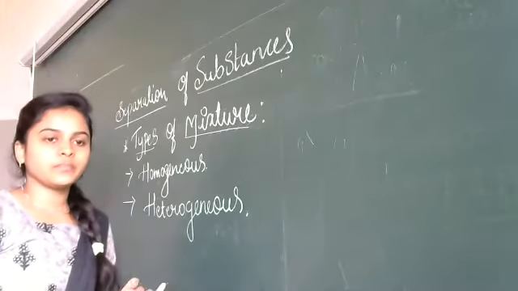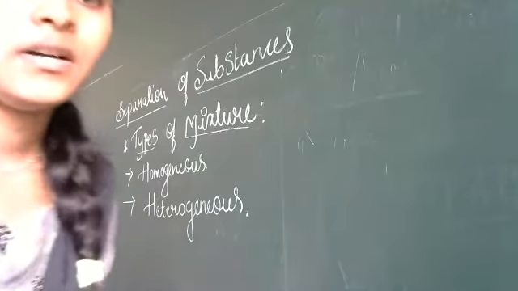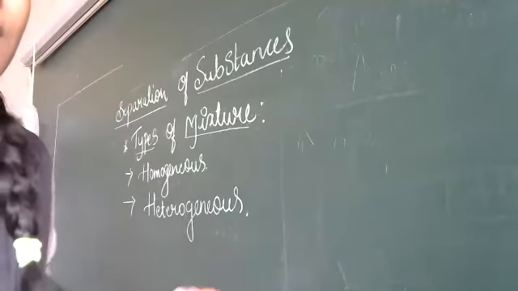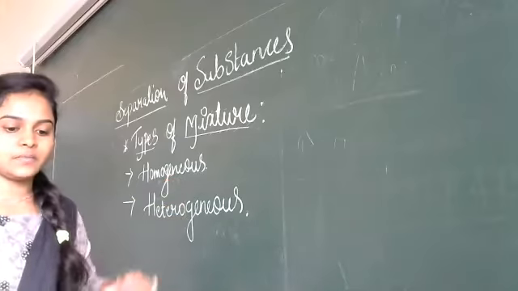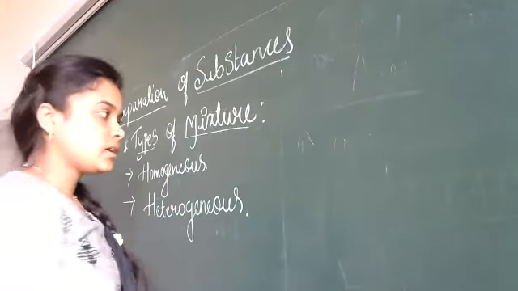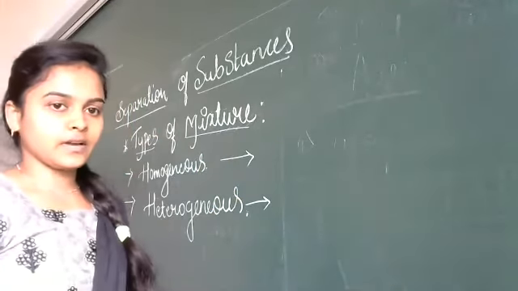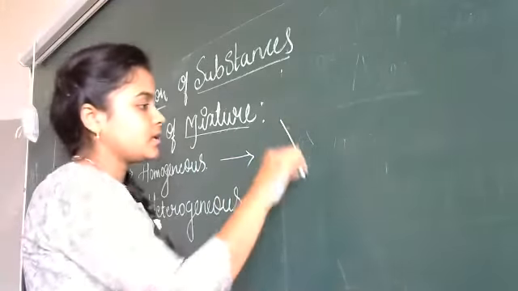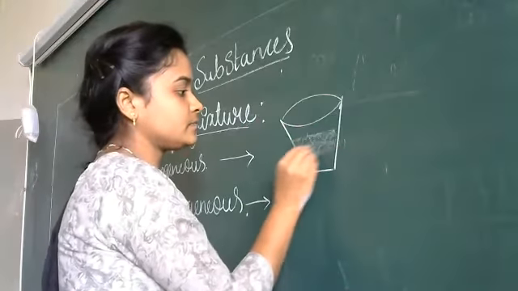Okay, so now we will go for types of mixture. So what are the types of mixture? There are two types of mixture. First one is homogeneous mixture and heterogeneous mixture. Now what is meant by homogeneous mixture? I'll explain you with the help of an example.